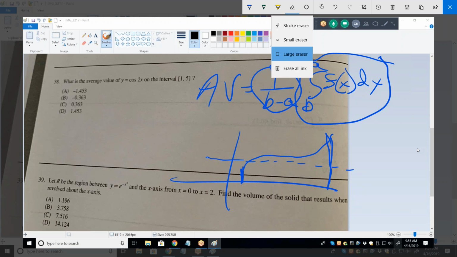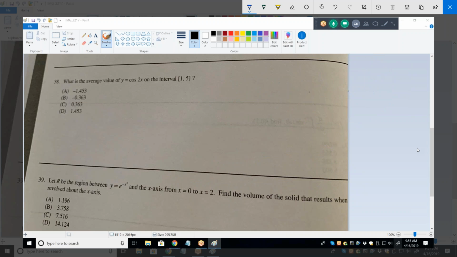So let's do that here. So we got 1 over what? 1 over 5 minus 1 is 1 over 4, times the integral of cosine of 2x.